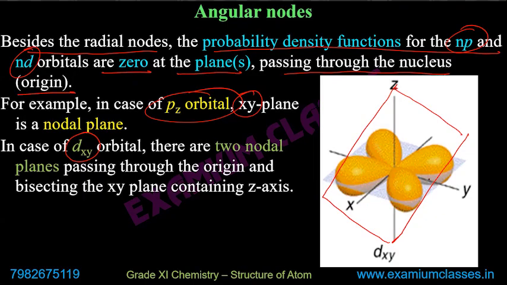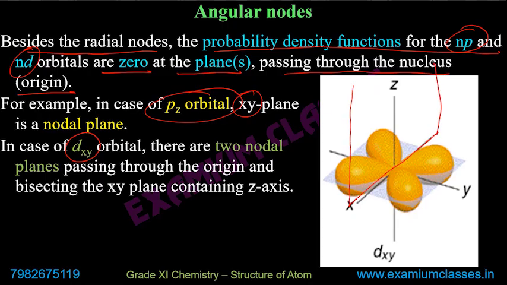This plane passes through here, and then downward also, and does not cut any lobe. It just passes through the center. The probability density here, that is electrons, are not present in this region. So for example, in this case, it will be the ZX plane.